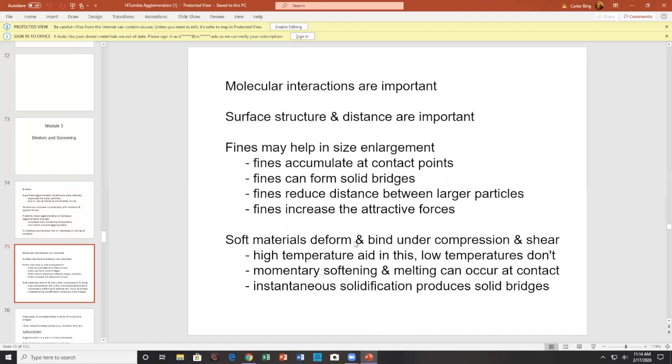Soft materials deform and bind under compression and shear. High temperatures aid in this, low temperatures don't. Momentary softening and melting can occur at contact. Instantization, solidification produces solid bridges.